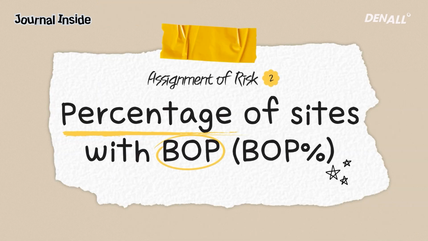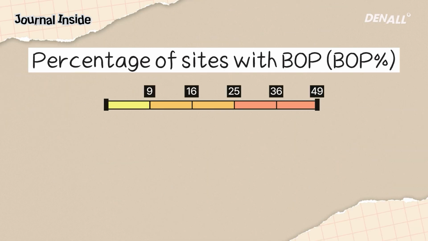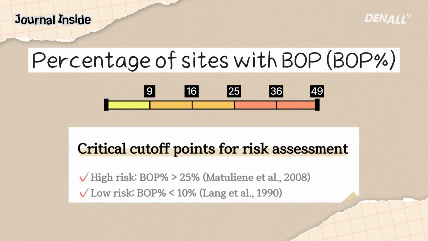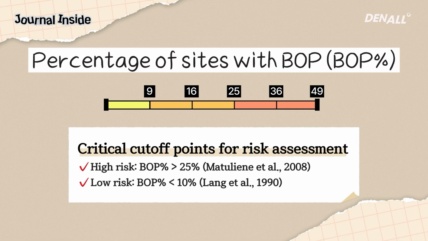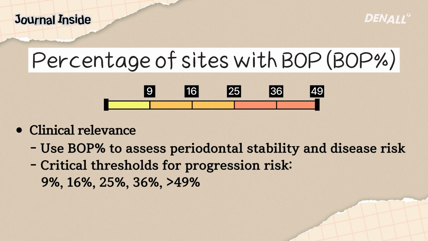The second factor is BOP. Bleeding on probing is considered a relatively objective indicator of inflammation. Several studies have demonstrated that a BOP percentage of 20 to 30% increases the risk of progression of periodontal disease. Bleeding on probing at implant sites has also been reported in studies to be closely associated with disease progression. Therefore, in this paper, 25% was set as the threshold for high risk. Based on a binary classification, the maximum cutoff value was set at 49%.